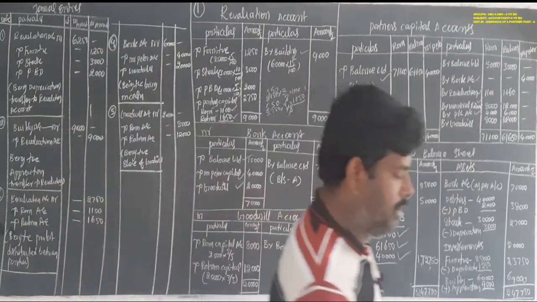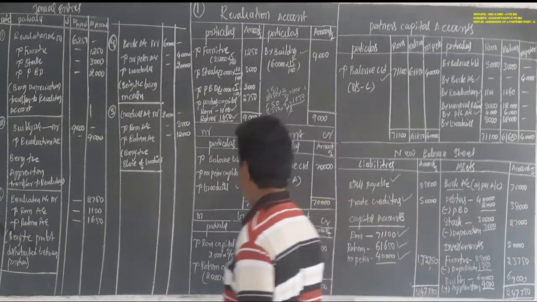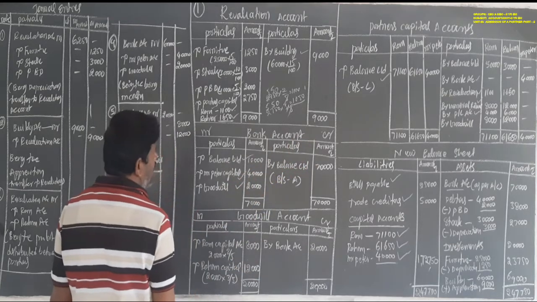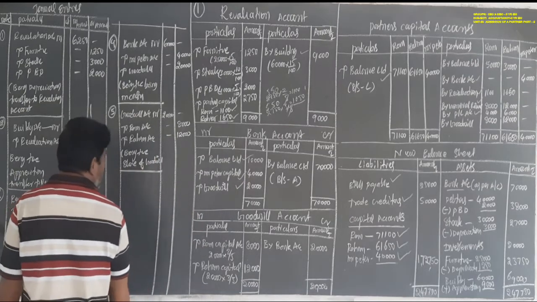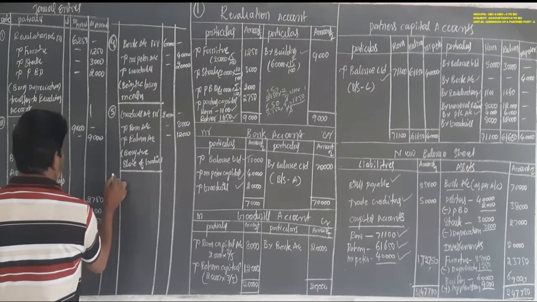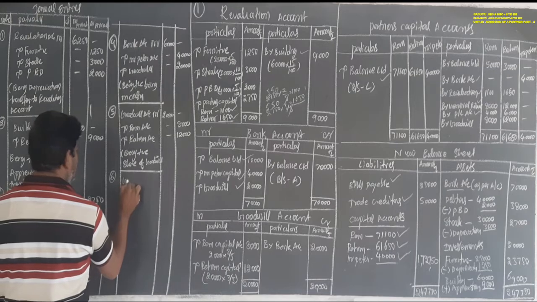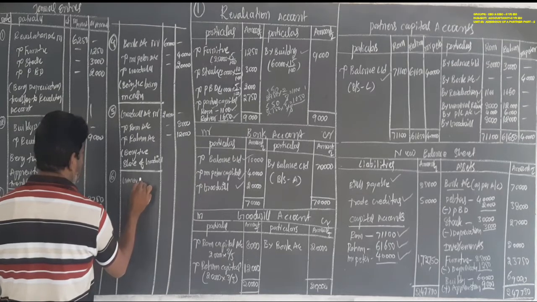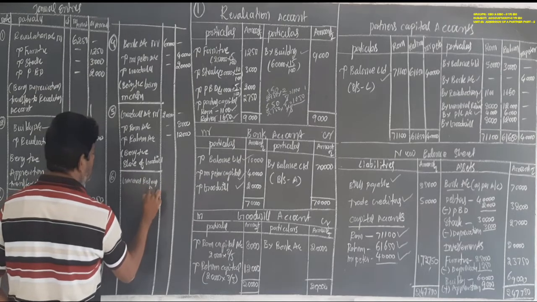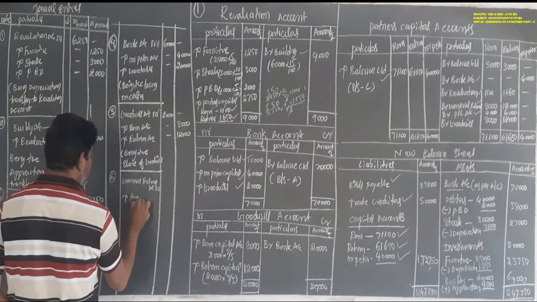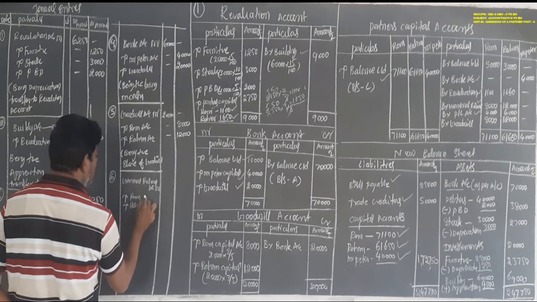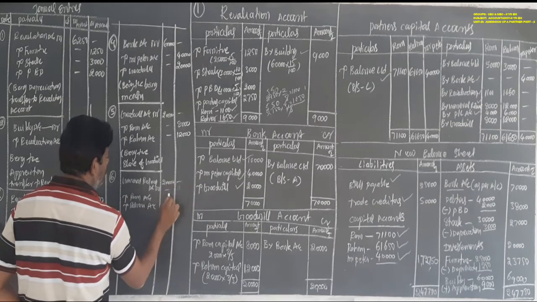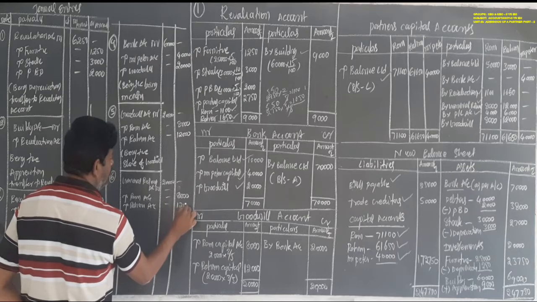Next, come to the sixth entry. Sixth entry is for general reserve as well as P&L account. These are all transferred to partners. General reserve account debit to Ram account, to Rahim account. Amount is 20,000 rupees. 8,000 rupees is Ram, Rahim 12,000 rupees.